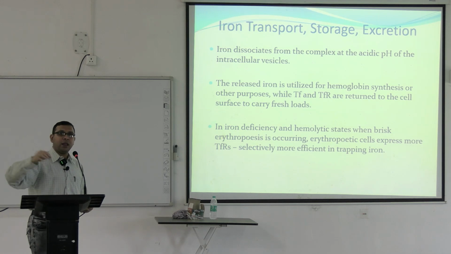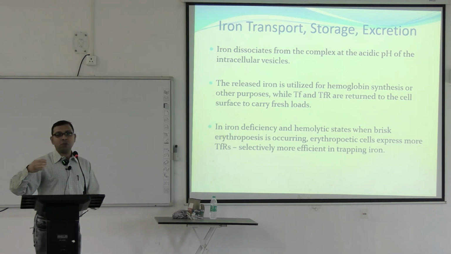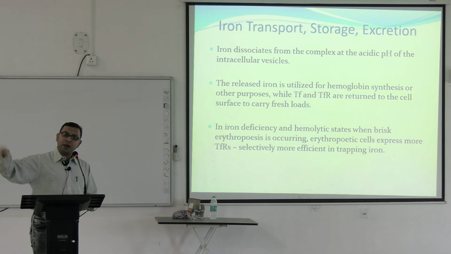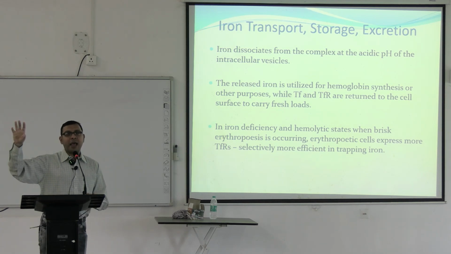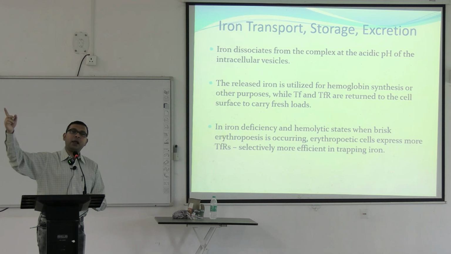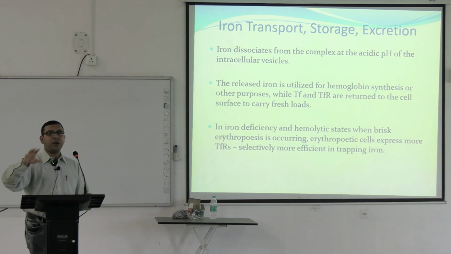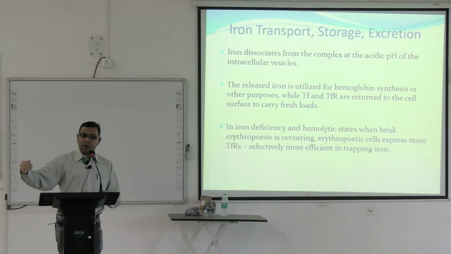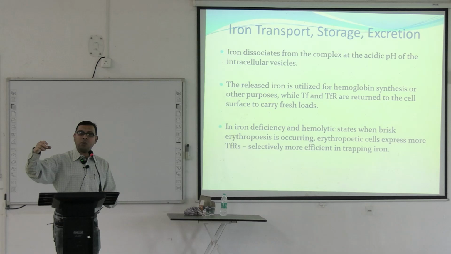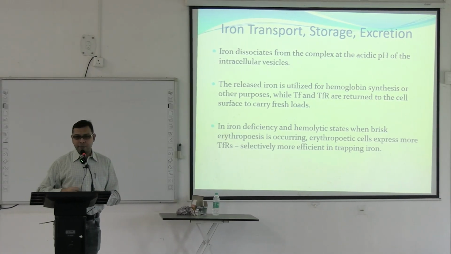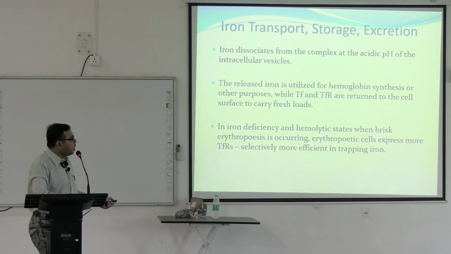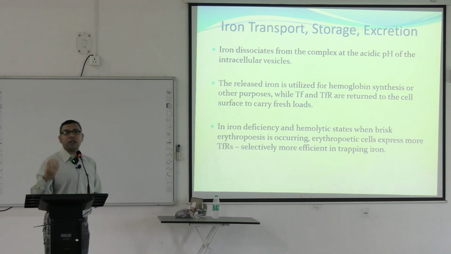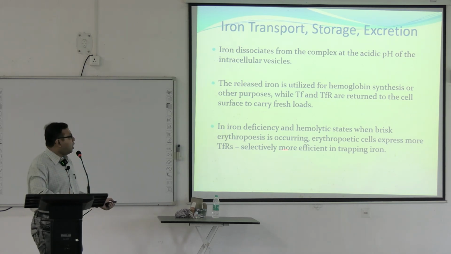So ultimately it is a cycle. The transferrin carries the ferric residues, attaches to the transferrin receptors, and is engulfed within the cells. Within the cells there is acidic pH, so the iron is released and taken up for hemoglobin, or it is stored as ferritin in the reticuloendothelial system, and the transferrin receptor again comes outside of the cells, and the transferrin also comes into the circulation, and again fresh loads of iron are taken up like this. In iron deficiency and hemolytic states, when brisk erythropoiesis is occurring, erythropoietic cells express more transferrin receptors. So when we need more iron to be absorbed, transferrin receptor expression will be more, selectively more efficient in trapping the iron.